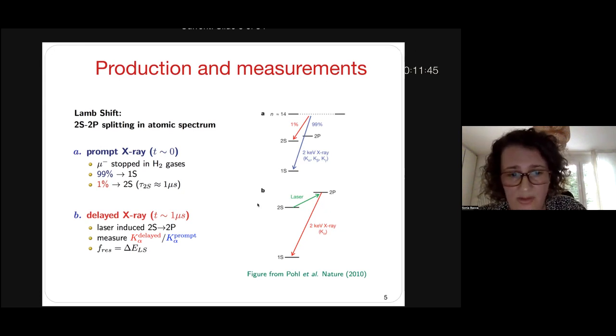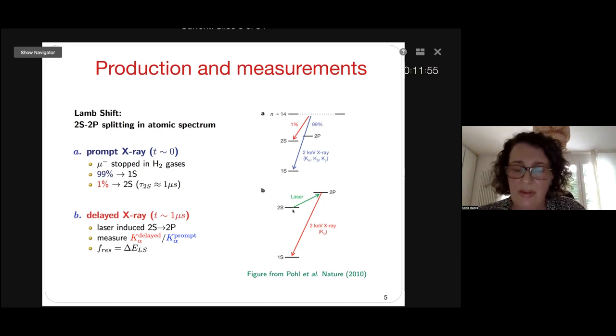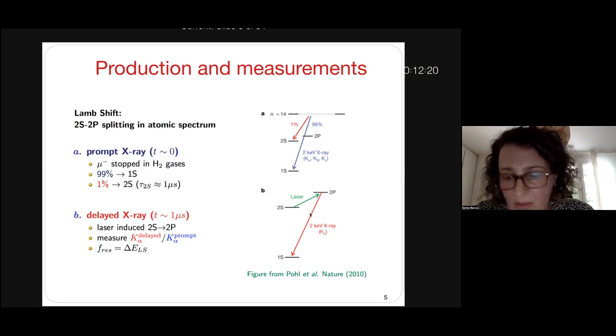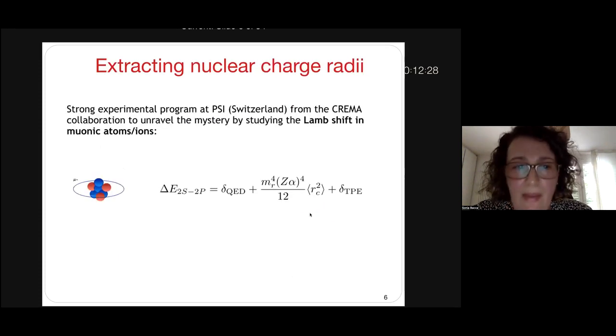What you do is you then take a laser, shoot it on your atoms or ions, and tune the frequency so that you can have the transition from the 2s to 2p. Basically, experimentally, you need a muon beam and you need lasers. And you can do very precise measurements.